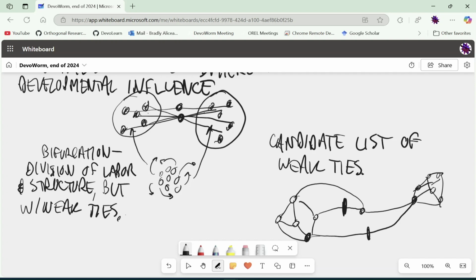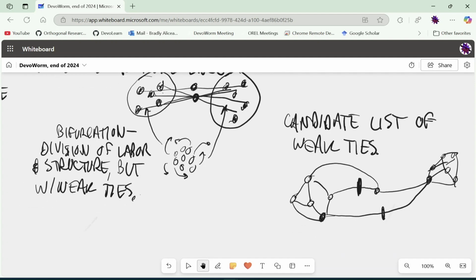So there are a lot of ways these weak ties play a role in integrating the overall anatomy of the organism as development proceeds. You get these tissues that bifurcate in terms of function and structure, but you still have these things in the middle that provide functional integration. So that brings us to our next point, which is generative divergent integration.